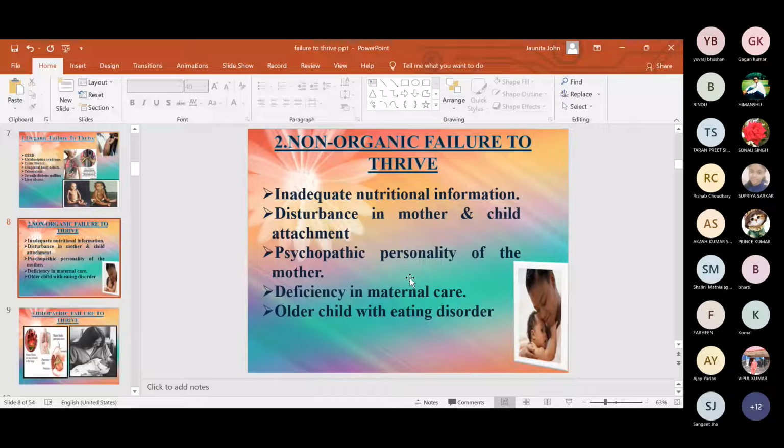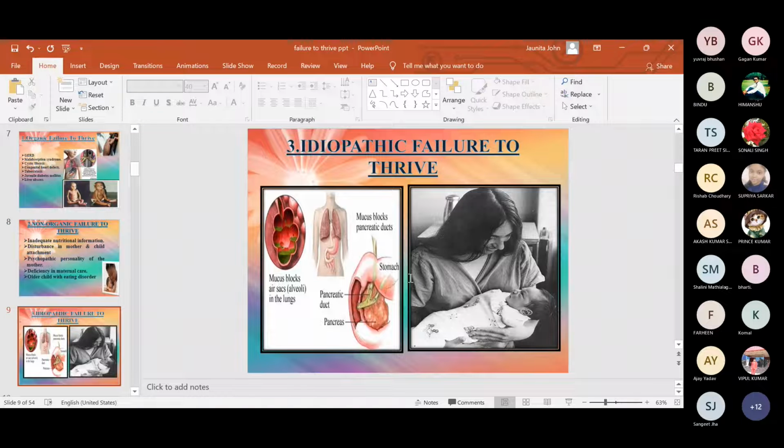Next is deficiency in maternal care. The mother is not able to provide the proper care she has to provide. Next is older child with eating disorder, such as pica, where babies eat wall paints or other non-nutritive substances. Anything non-nutritive that they eat comes under eating disorders. Next is idiopathic, as you know, an unknown cause. Failure to thrive is happening because of an idiopathic or unknown cause.